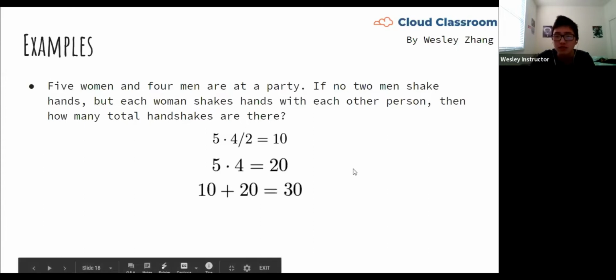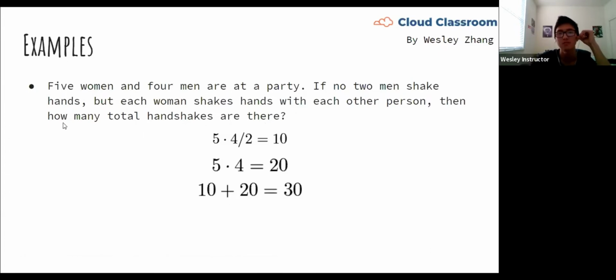All right, so last time we left off with this example. 5 women and 4 men are at a party. If no 2 men shake hands, but each woman shakes hands with each other person, then how many total handshakes are there? All right, so 5 times 4 divided by 2 equals 10. So this is the amount of times each woman shakes hands with each other. If you first multiply 5 times 4, you're gonna get 20, but that's when each woman shakes hands with each other twice, and we want it once. So we just divide by 2 and we get 10.